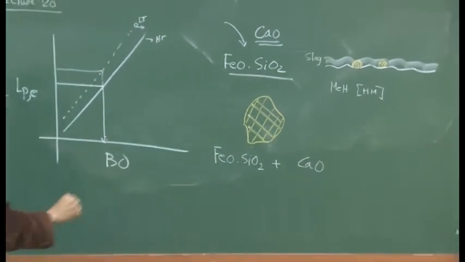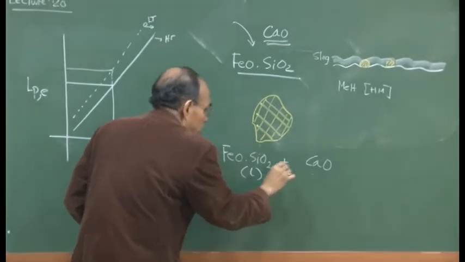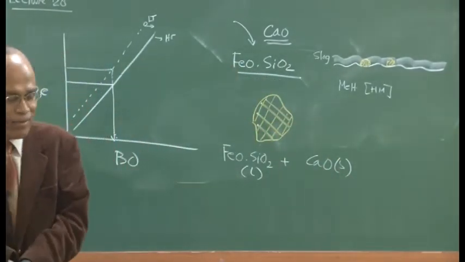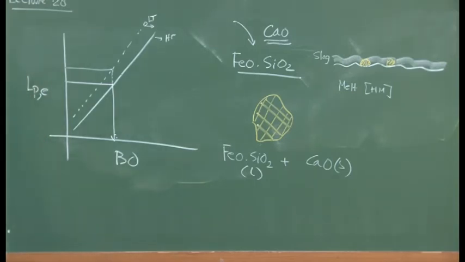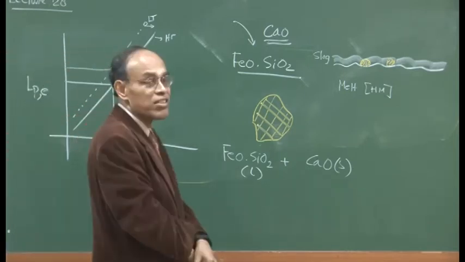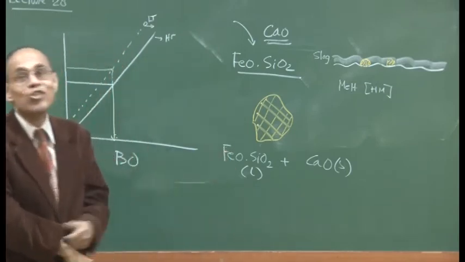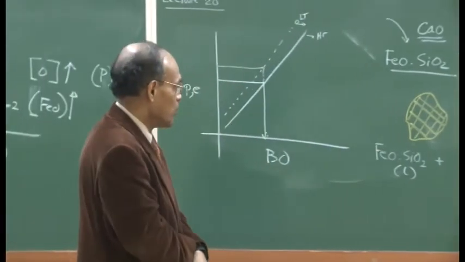And this reaction, this is a liquid and this is a solid. This is a solid-liquid chemical reaction. So, the rate we expect is not going to be too fast. Okay? Liquid reactions are fast, gas-liquid reactions are fast, solid-liquid reactions are relatively slow, but at least it is better than solid reactions, that is what we understand.